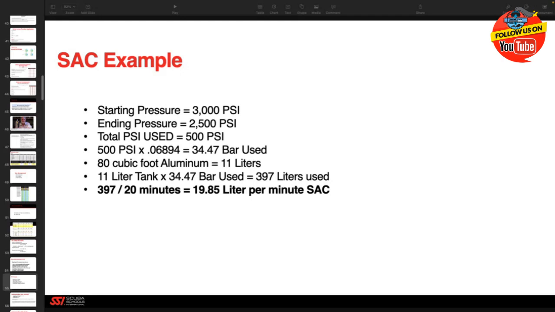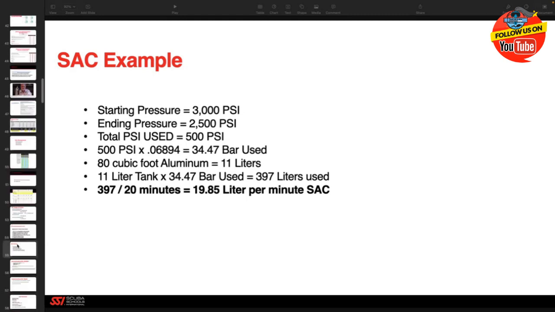I think it'd also be fair to say that if we packed up and went to, say, Cozumel or anywhere by the ocean where we're dropping in 5,000 feet, we could expect our SAC rate to decrease a little bit too, because we're acclimated. Absolutely.